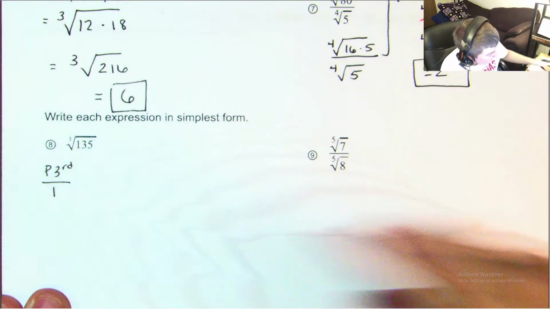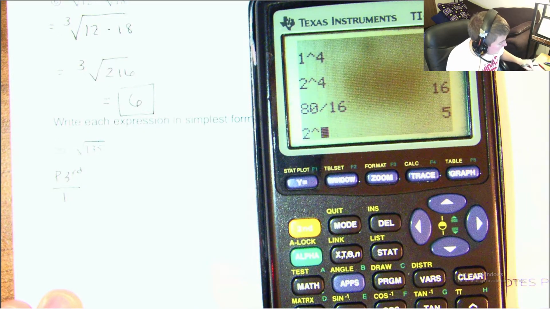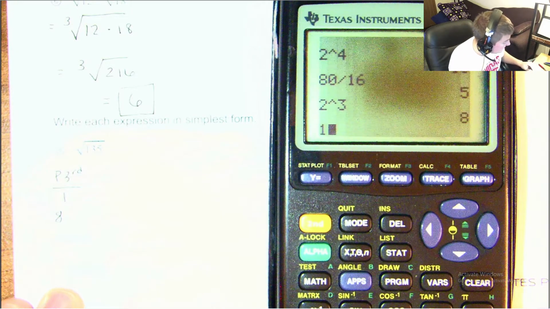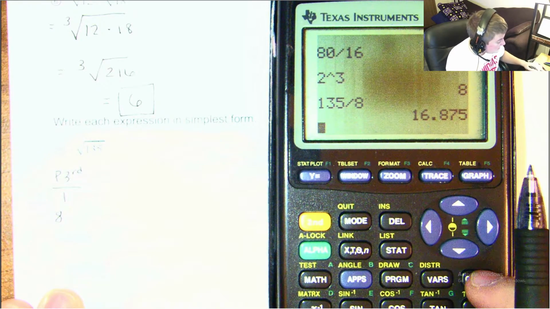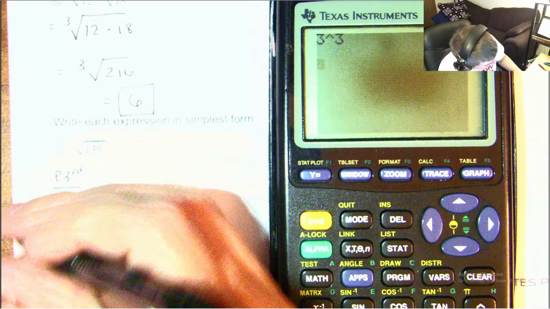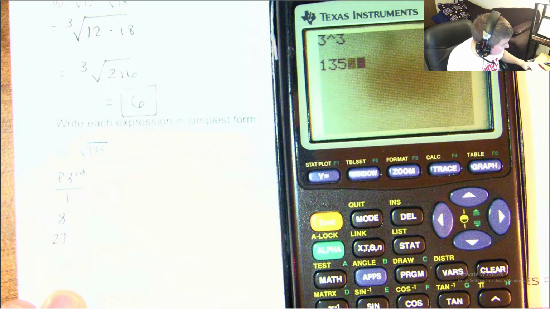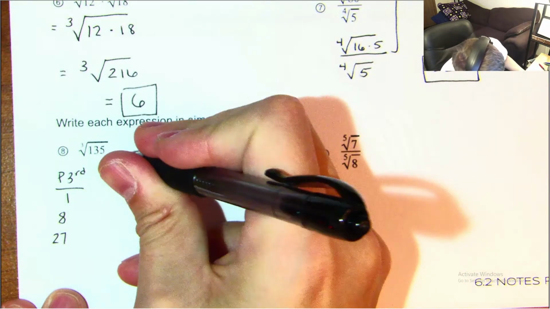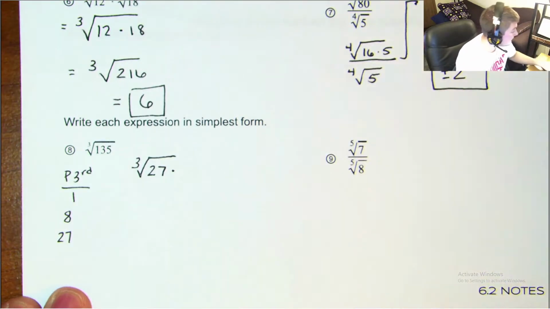We know 1 to the third power is going to be 1. Let's check 2 to the third power. That's 8. And we want to check, does 135 divide by 8 evenly? No. So then we check our next number, 3 to the third power, which is 27. Then I want to check, does 135 divide by 27? It does. So this is going to break up into the cube root of 27 times 5.